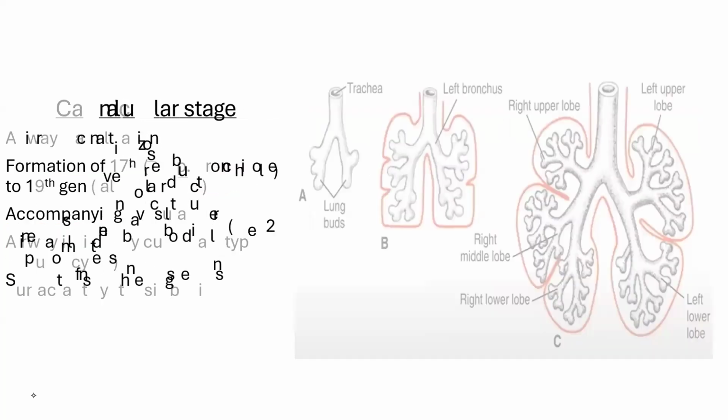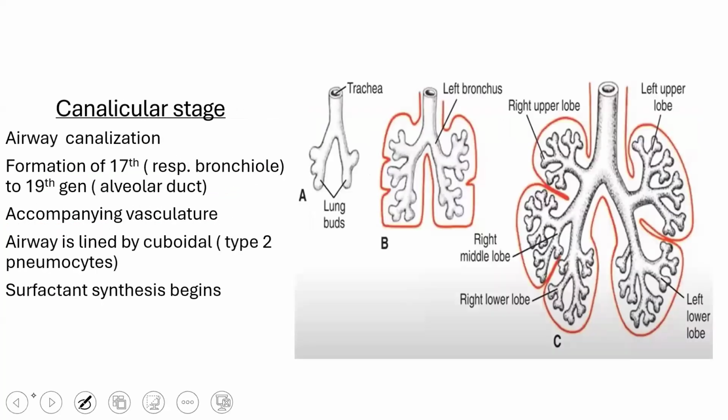Now, what happens next is you need canalization, okay? So here you have airway canalization. Remember, in the pseudoglandular stage, it was a solid stage. So you need to now restore the luminal patency, restore the luminal configuration. So the canalicular stage takes over. And also in the canalicular stage, apart from that, you have formation of the respiratory zone, that is from the 17th to 19th generation, okay? So from the respiratory bronchioles to the alveolar ducts, especially the respiratory bronchioles. Most of the respiratory bronchioles are formed in the canalicular stage.